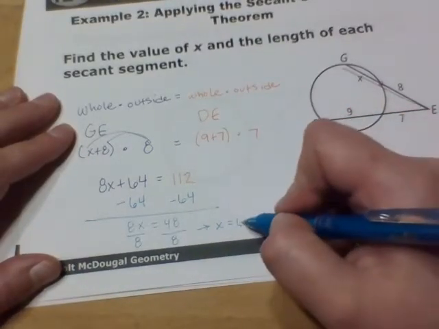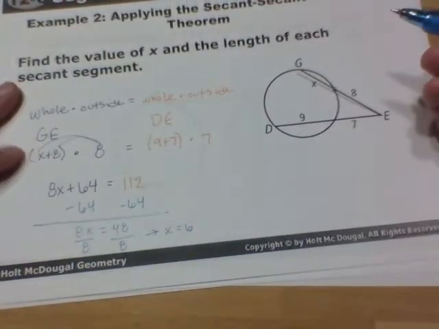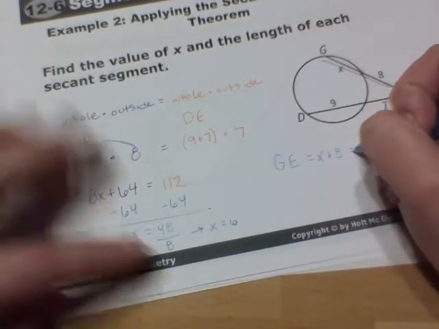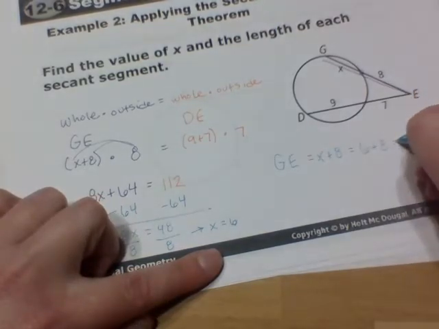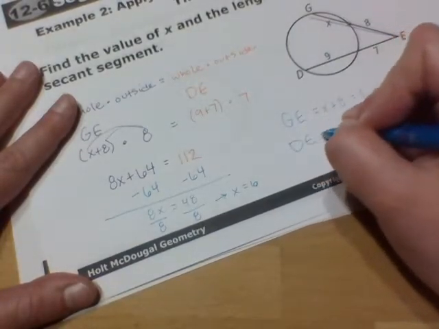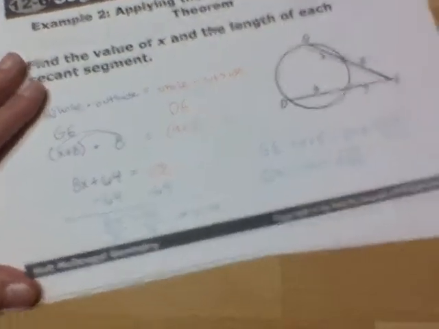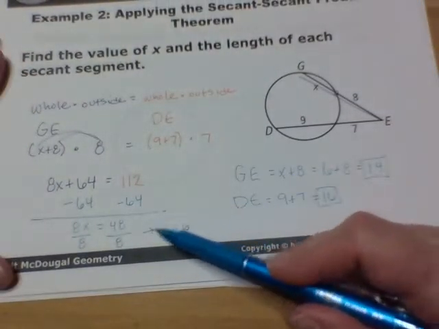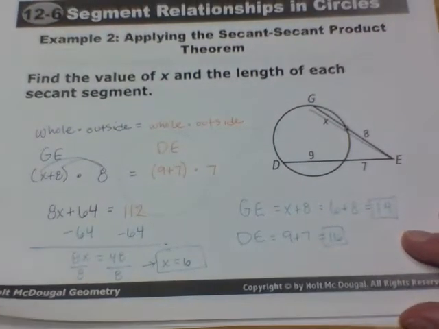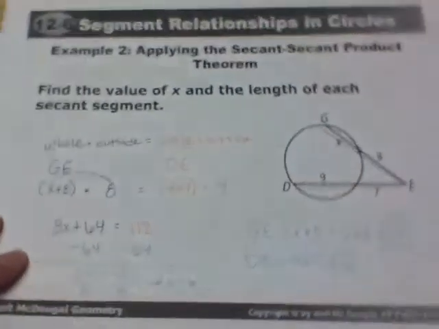So it does want to find the value of x, so we did, and then the length of each secant segment. So we know that GE was supposed to be x plus 8. We now know that x is 6, so 6 plus 8 gives us 14 for GE. And then DE, we already said was 9 plus 7, and 9 plus 7 is 16. So those are the two secant segments, and then x. So I'll circle that as well. Box it. All right. And I didn't make this one orange to match that. That's what I was talking about here. All right. There we go.